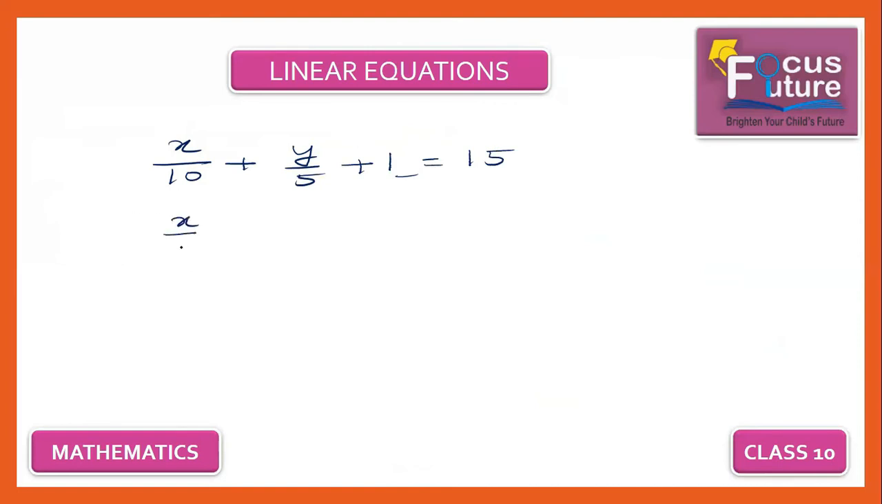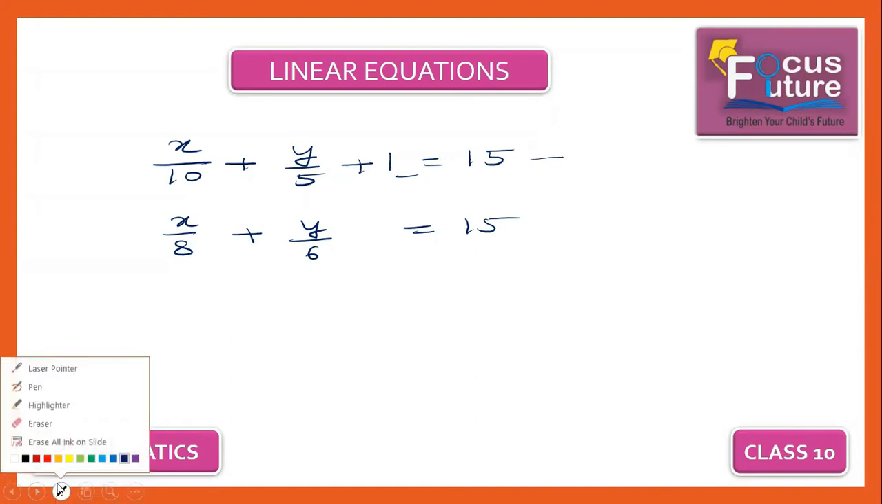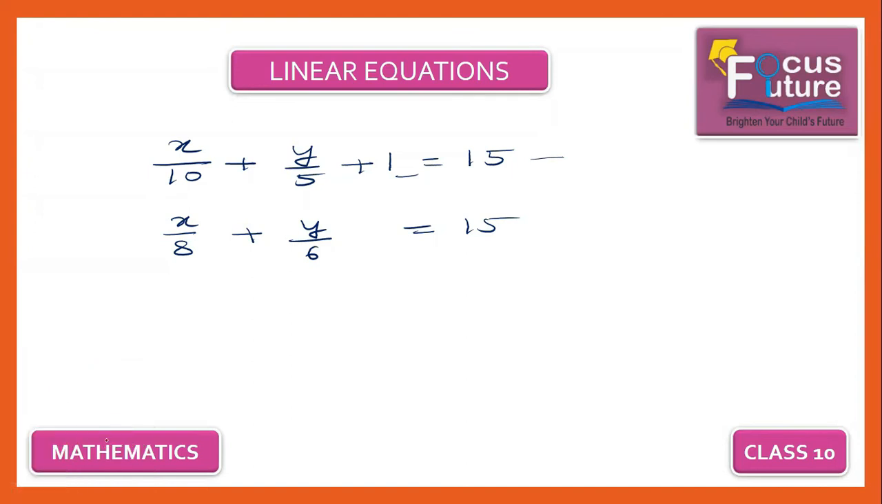And x upon 8 plus y upon 6, that is also equal to 15. How would you solve this? Here, first you have to simplify this equation. Equation 1, you would take the LCM and simplify it into one-line form. So how would you do it? Take the LCM of equation 1.